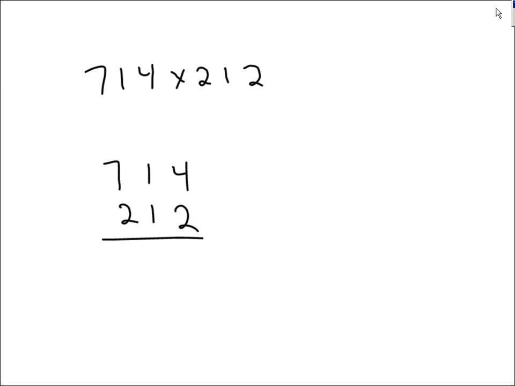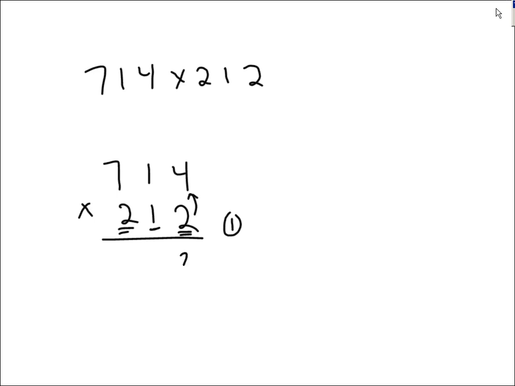Let's try one more. 714 times 212. I would definitely put the 212 on the bottom for a number of reasons. I have two 2's, and I know how to multiply by 1. If I put 212 on the bottom, I really just have to do one multiplication. Which one? Multiplying by 2.